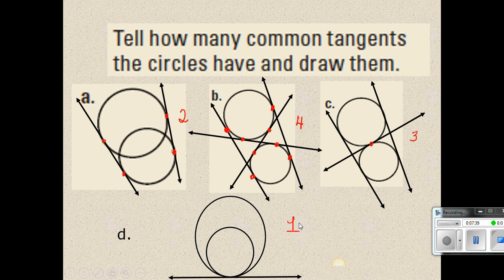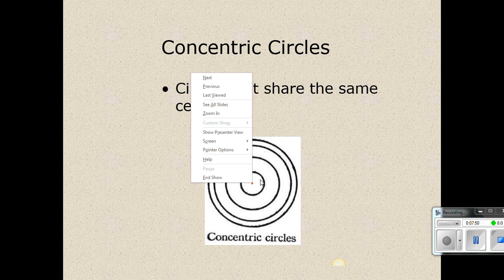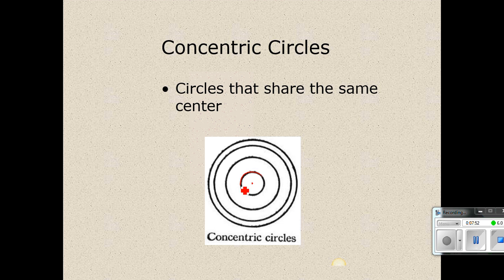Okay, so that's tangents. Now let's talk about concentric circles. They're circles that share the same center. So if I have a center here, this circle, that would be its center. This center would also be this circle's center, and so forth. So concentric circles are circles that share the same center.